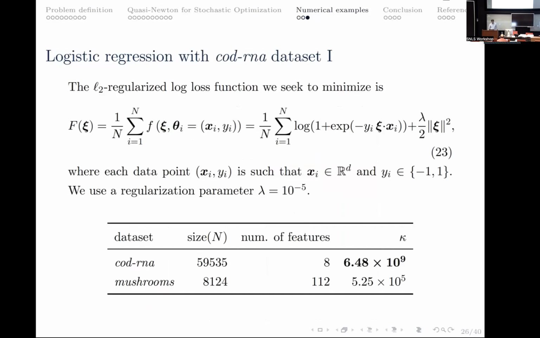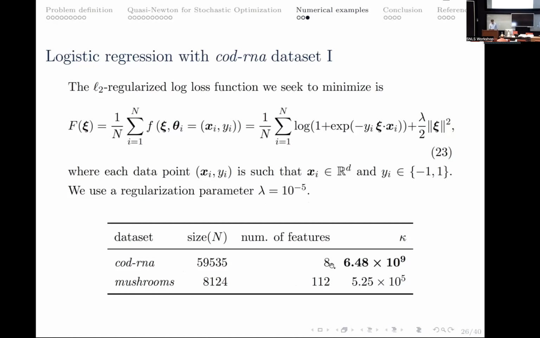more realistic problem. Here we have L2 regularized logistic regression, where we are trying to fit data, right? We have a model. The model has some parameters, and we have features, we have labels, and we are trying to make the model predict the labels of data, given features. So here we got this L2 regularization term as 10 to the minus 5. And we test 2 data sets, cod RNA and mushrooms, quite standard data sets.